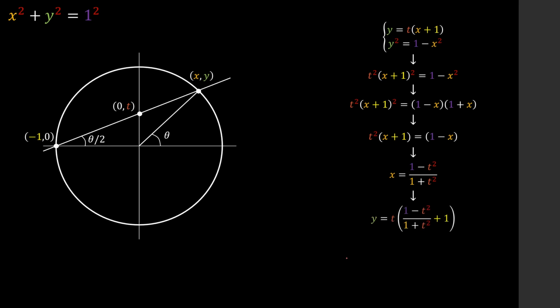So let's first get the y. And we'll note that if I can just plug x back into this equation up here, we get y equals t times 1 minus t squared over 1 plus t squared, all of that plus 1.